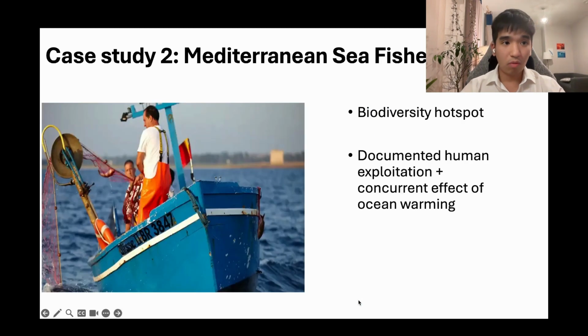So the second case study is with the Mediterranean Sea fisheries. So why are we using this? It's because it's a biodiversity hotspot, and there's long-term documentation of human exploitation through overfishing and with the concurrent effect of ocean warming. And with all these together, and with the presence of historical time series, this is another very good natural laboratory to test our model as well.